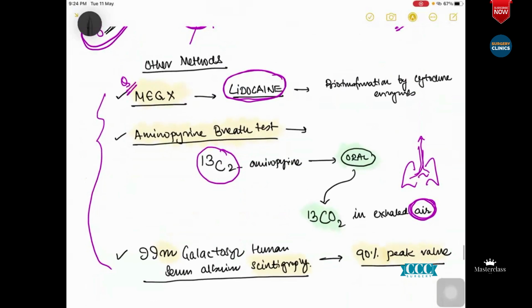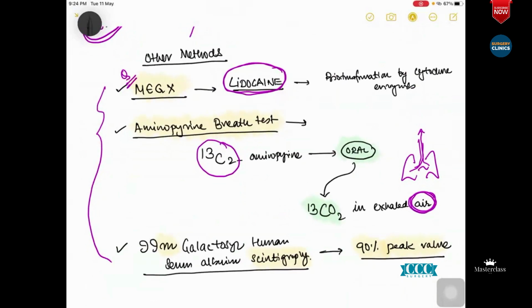Lidocaine clearance or also midazolam, because these are metabolized by cytochrome enzymes. You have your breath test, that is the aminopyrine breath test. So you give a radioactive labeled carbon to the patient. Now this is metabolized by the liver, and it is excreted as radioactive carbon dioxide, which is measured from the exhaled air.